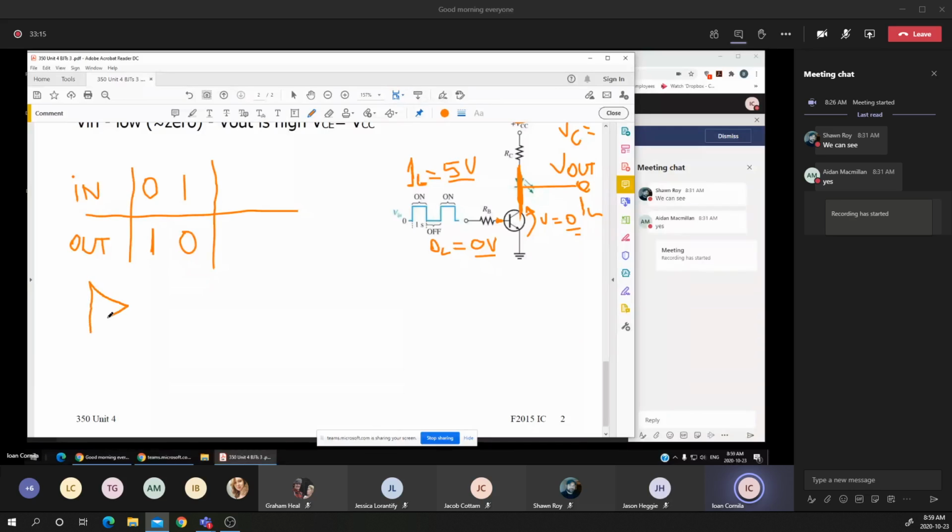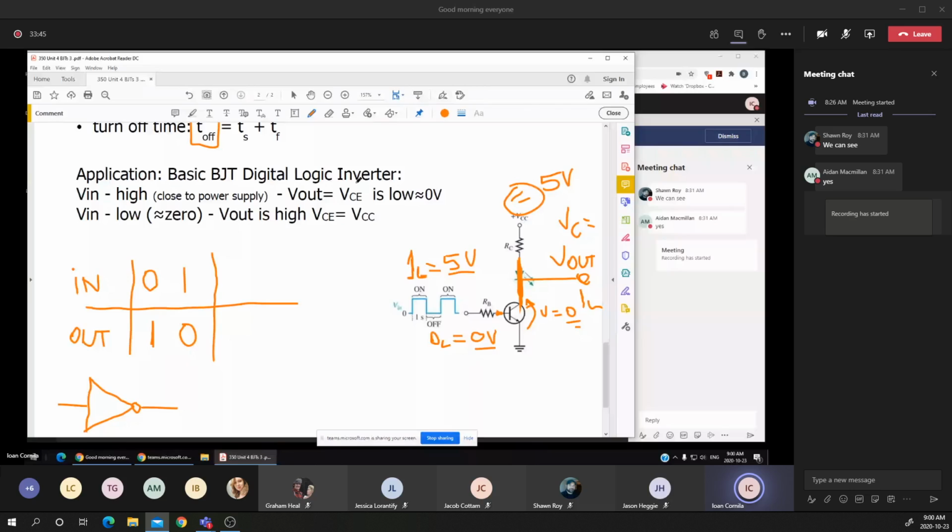At this point, I will make the diagram or the symbol for a NOT. Let's see if I can do it a bit better. It's the NOT function, and it looks like a triangle with a circle at the end. It has a single input and a single output. That's a NOT function. Now, an inverter has the equivalent in digital logic as a NOT gate.